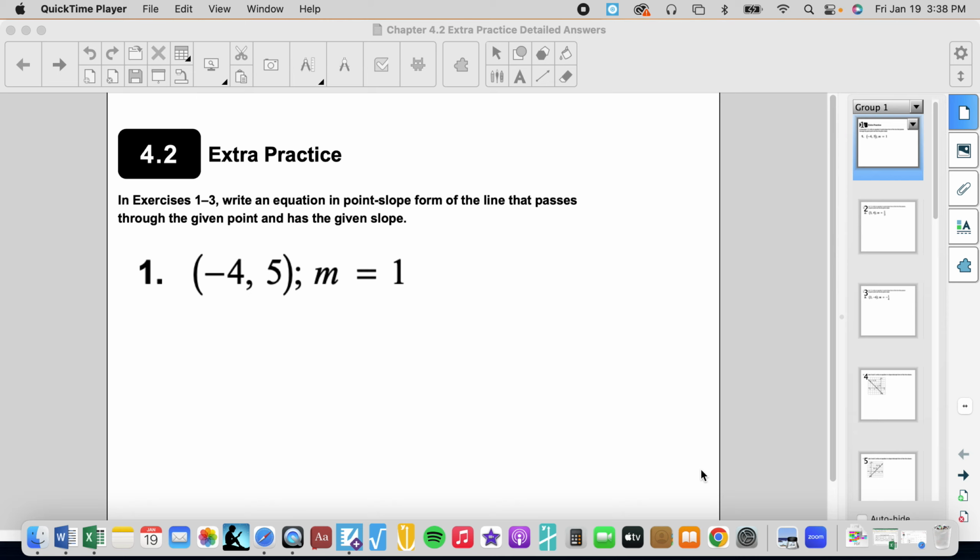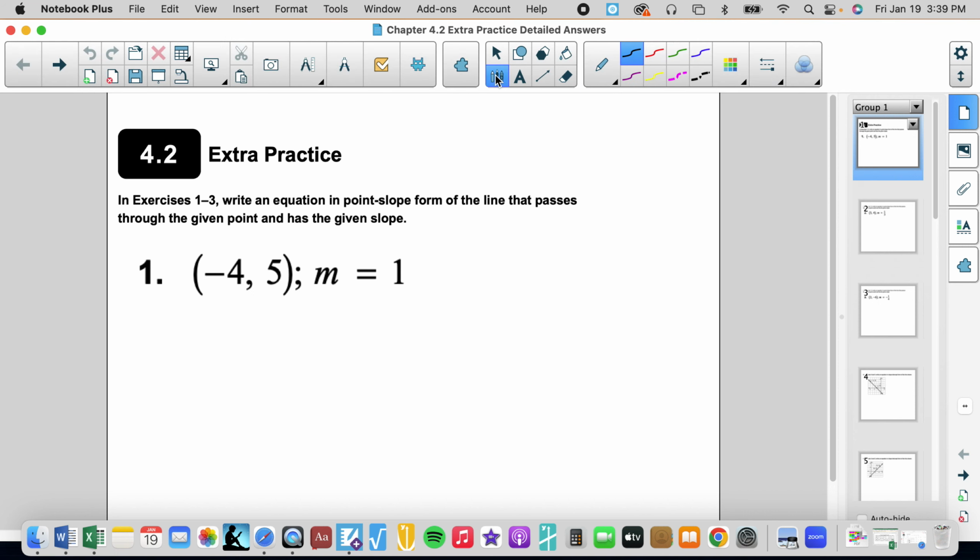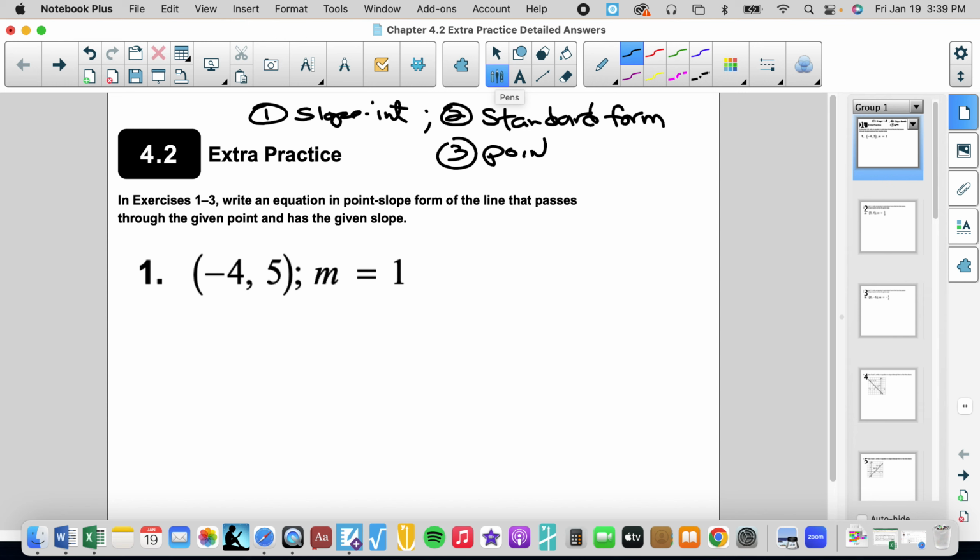This is chapter 4.2 for Algebra 1, Big Ideas. As mentioned in 4.1, there were three different types of forms for linear equations. One form, the most common, is slope-intercept form. The second most common is standard form. And the third most common is point slope form.